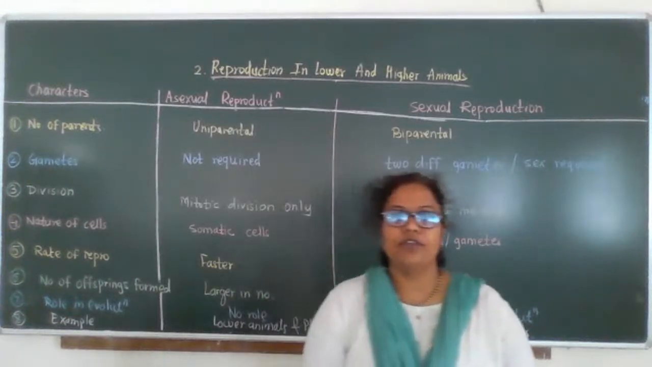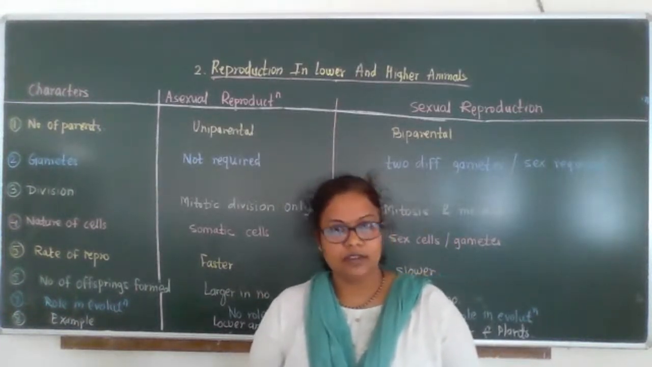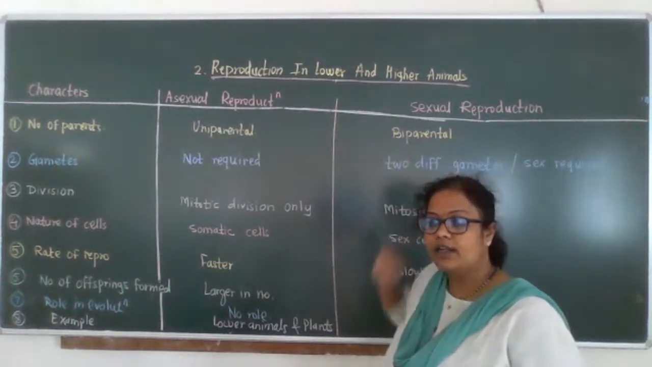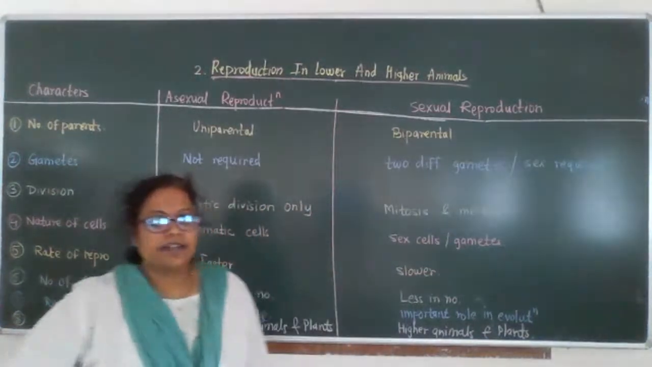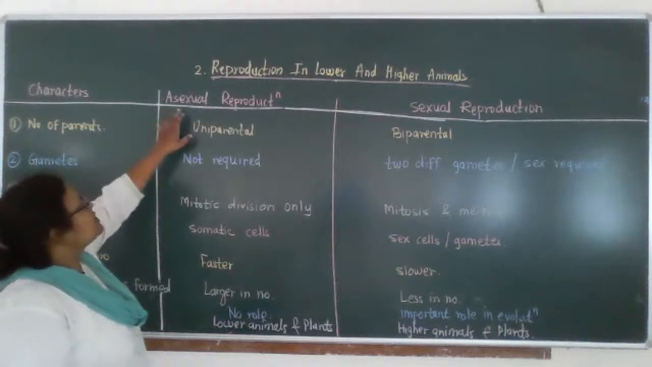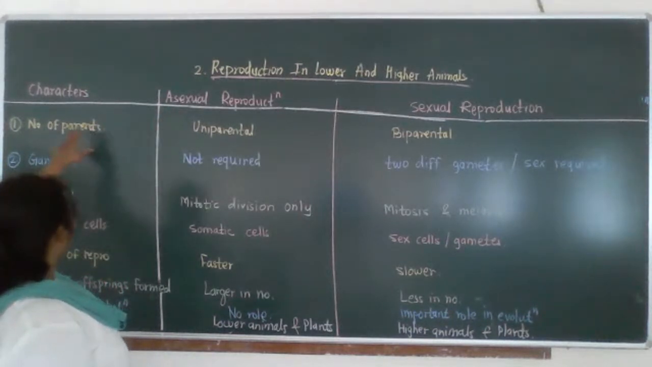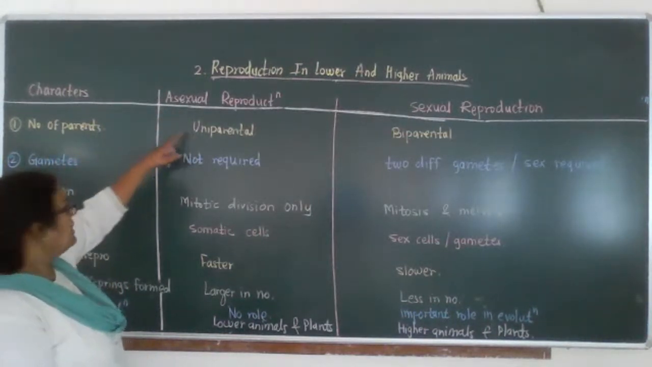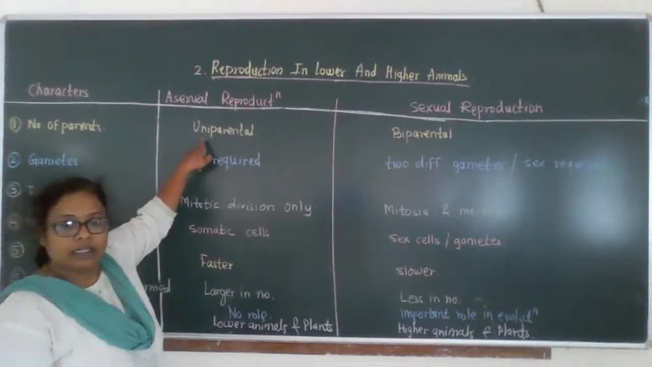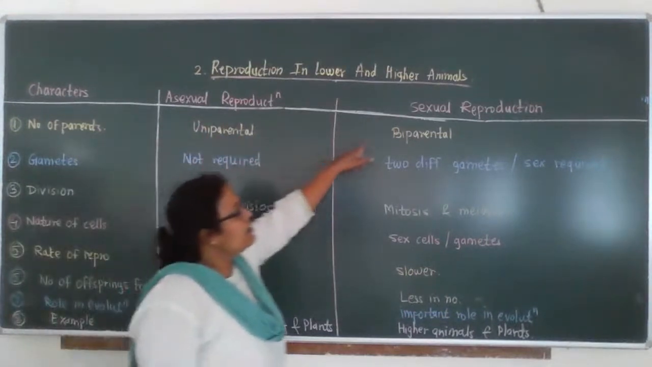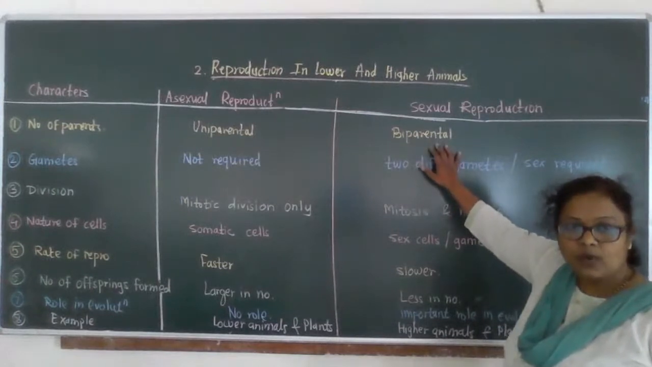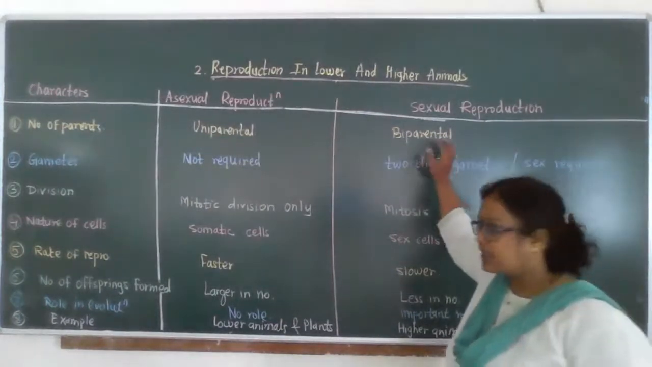Hello, in this video, we are going to learn about the difference between asexual reproduction and sexual reproduction. In asexual reproduction, there is a requirement of a single parent. That means the number of parents required is one, it's uniparental. In sexual reproduction, two different parents of different sexes are required.